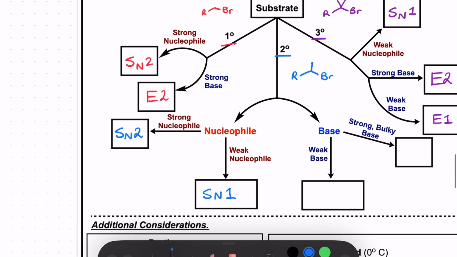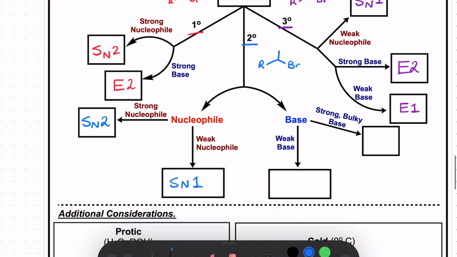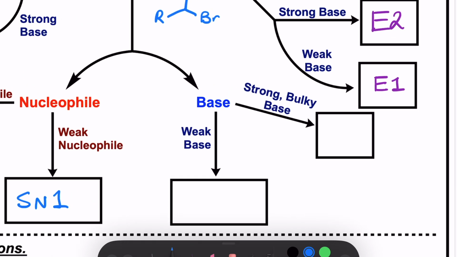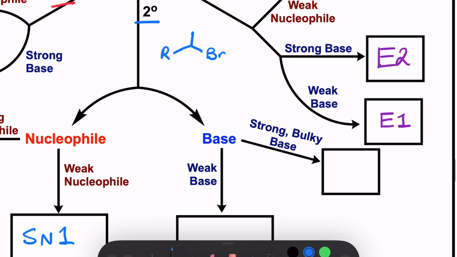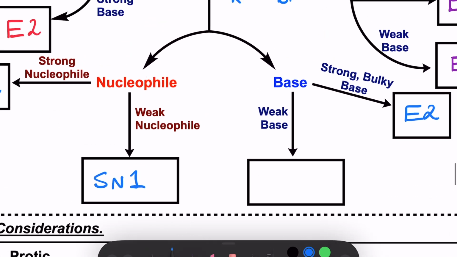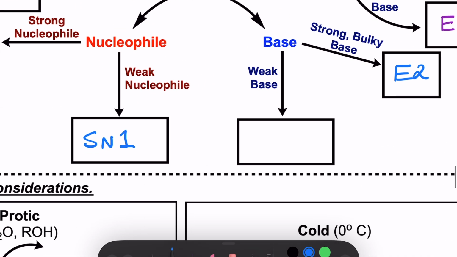You can start to see the strong-weak correlation here, right? Strong is bimolecular, weak is unimolecular. Okay, if I go all the way to the right here, if I have a secondary alkyl halide and a strong bulky base, what kind of reaction do you expect then? Yep, again, E2. And lastly, a secondary alkyl halide with a weak base is E1.